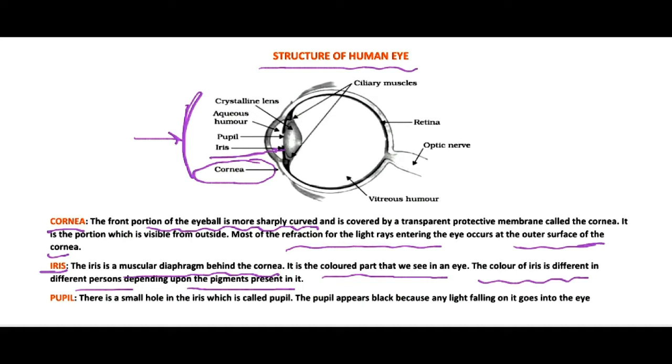The third point is pupil. Pupil is the small opening in the iris. This is known as pupil. Pupil appears black because any light falling on it goes into the eye. That's why it appears black.